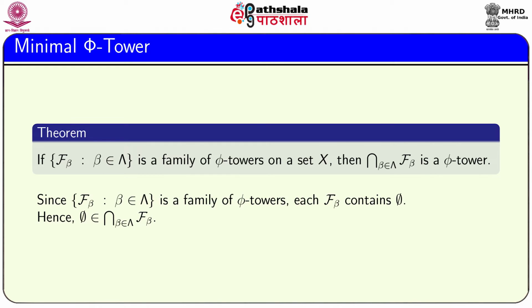In the theorem here, it is established that if we start with a family of phi towers, then intersection of the members of the family forms again a phi tower. Since F_B, B belonging to lambda, is a family of phi towers, each F_B contains empty set. Hence, empty set will be in the intersection of all these F_B's.